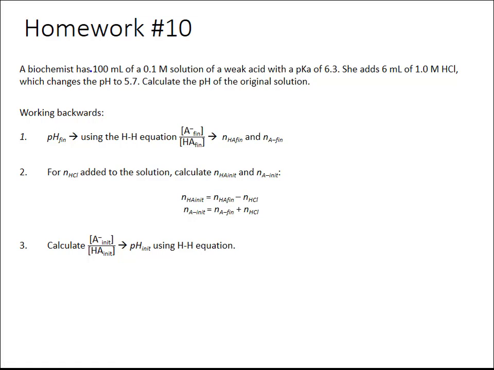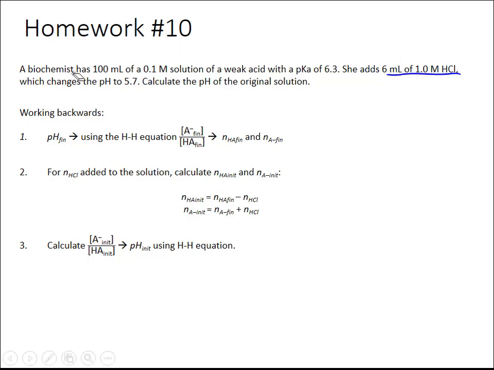In homework question number 10, we're given a volume of a known concentration of a buffering solution, and we know its pKa, but we don't know its initial pH. That is what we're trying to calculate. What we are told is that a certain volume of HCl was added, and this changes the pH to this final pH. Now, an important issue here is that the volume is changing, because we start out with 100 milliliters and we'll end up with 106 milliliters roughly.